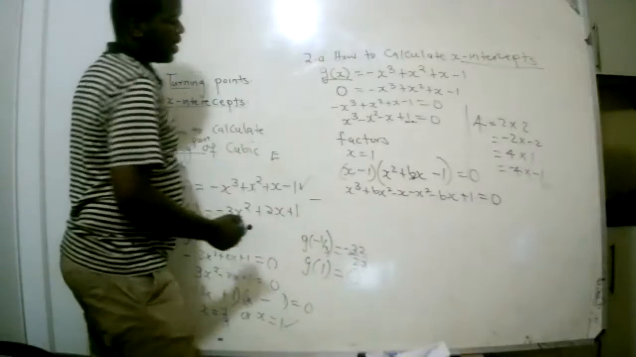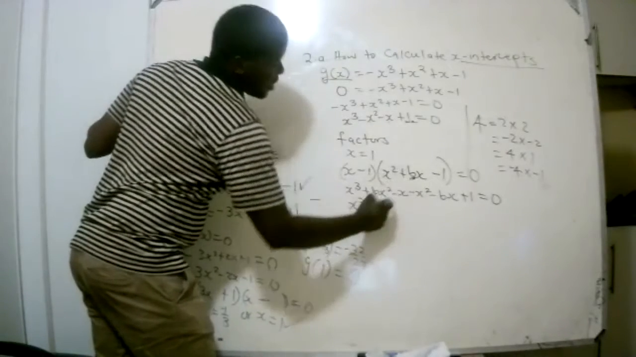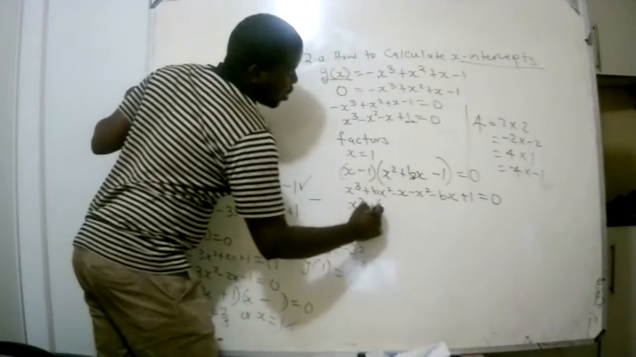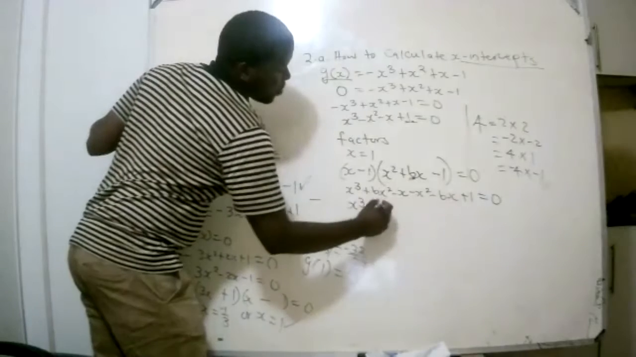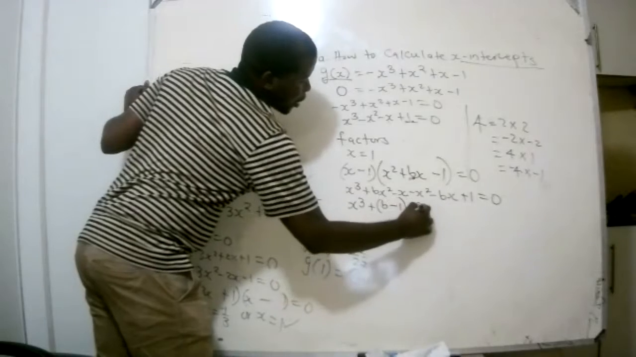From there, we can add like terms, of which we're going to have x squared, this with that as like terms, so you can group them together. When you group them together and take out the common factor, we're going to have b minus 1 x squared.